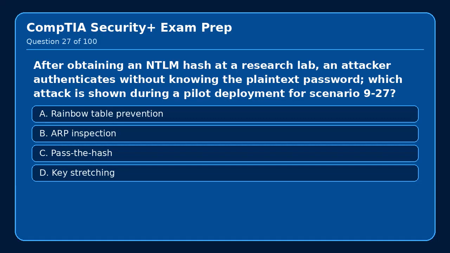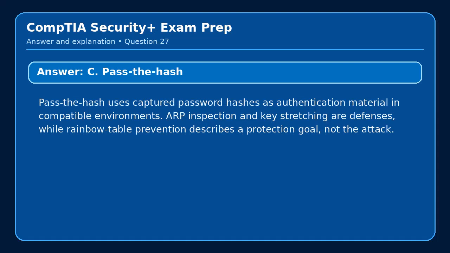Question 28. Which control most directly reduces risk from stolen passwords at an insurance firm's remote access portal while documenting the incident ticket for scenario 9-28? A. A public file share. B. A larger wireless channel width. C. Multi-factor authentication. D. Longer DHCP leases. Take a moment to choose your answer. The answer is C. Multi-factor authentication.